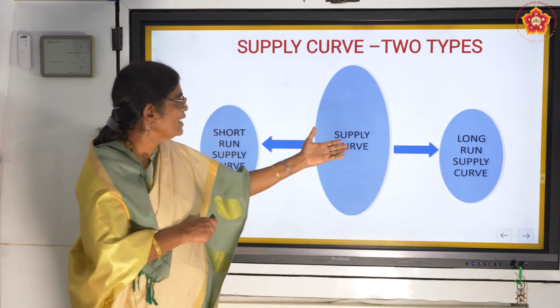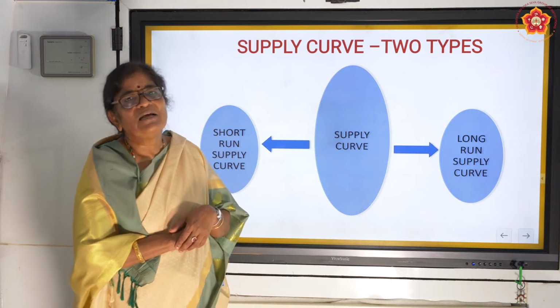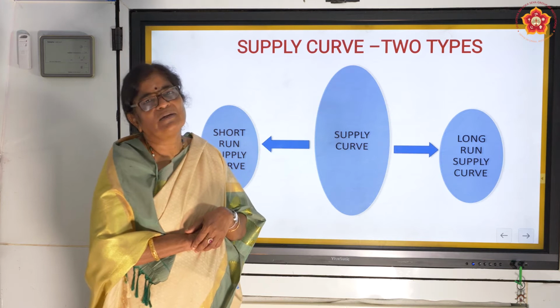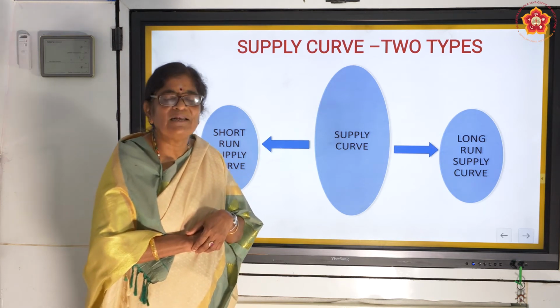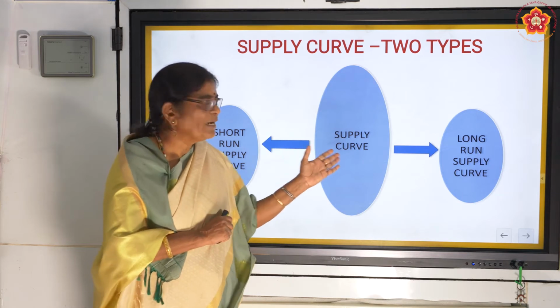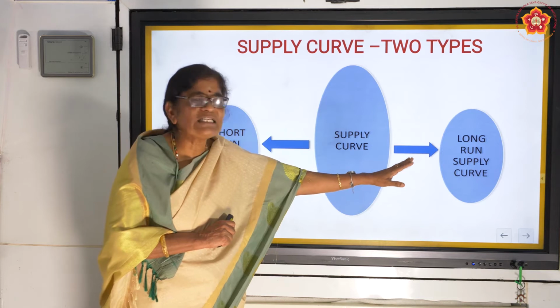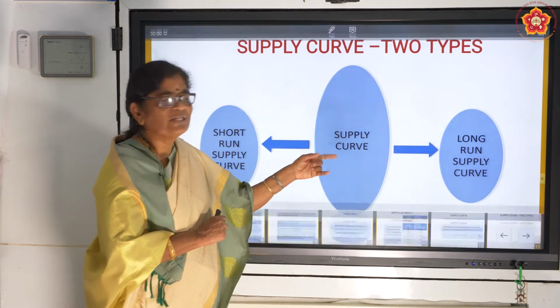But in the long run supply curve, there are no input differences such as variable input and fixed input. All the inputs are variable in the long run when we expand the business. It's at a large scale. Therefore, simultaneously, all the inputs are variable. There is no difference such as variable cost, fixed cost, variable input, fixed input. That is the difference we are going to see now.